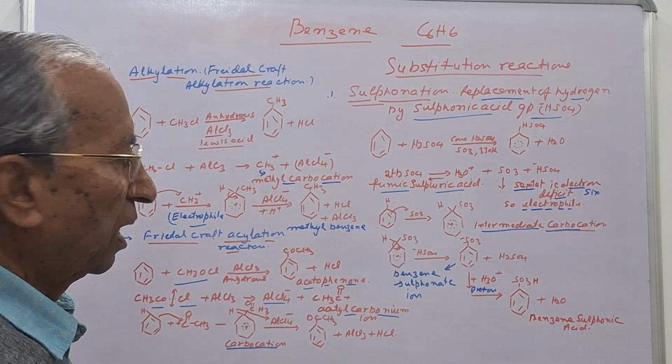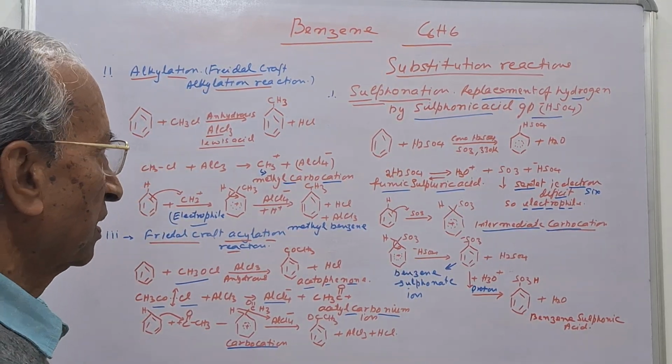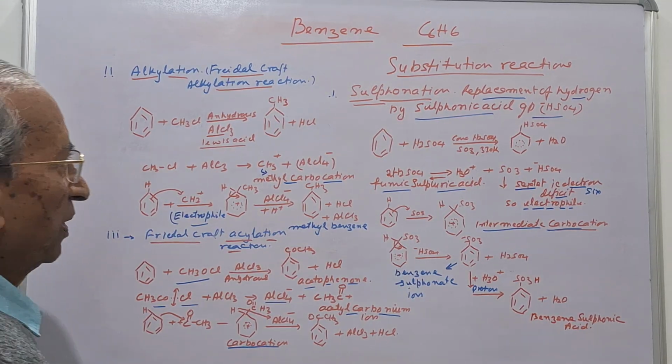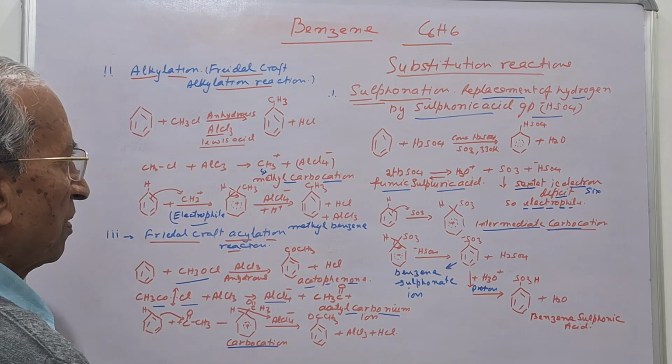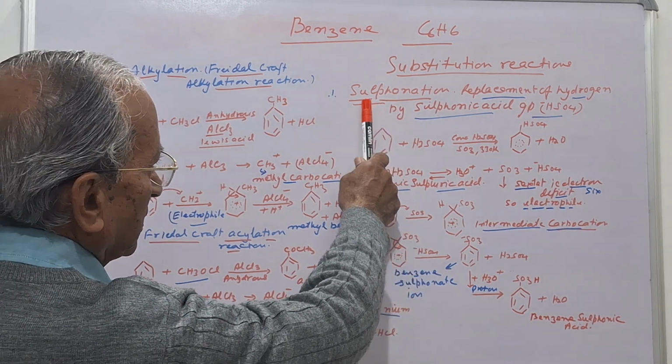In my last video, I explained some substitution reactions of benzene like chlorination and nitration, and I also explained the mechanism of the reaction. Today I will explain some more substitution reactions. First is sulfonation.